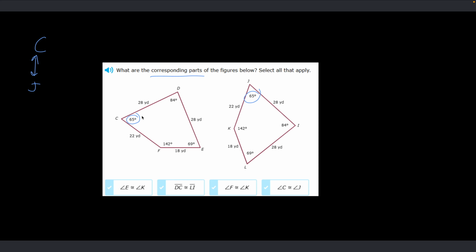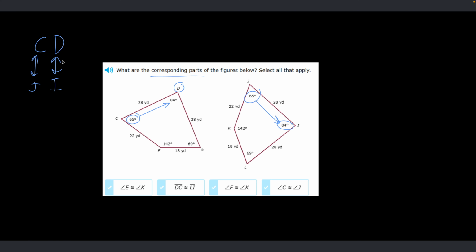Now if I start at the 65, let's go to the 84 next. You can't jump across like that. It's better to just go in order. So I'm going to go to the 84, so that's D next. So C, D, and then where is the 84 in the other figure? That would be I, right? So that means D and I have to match up.